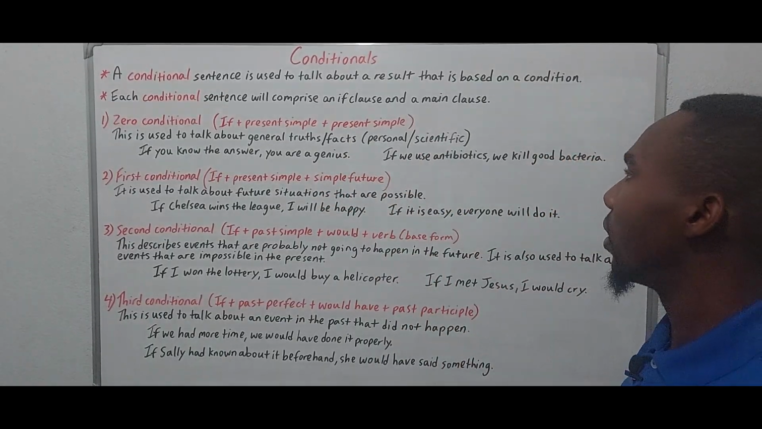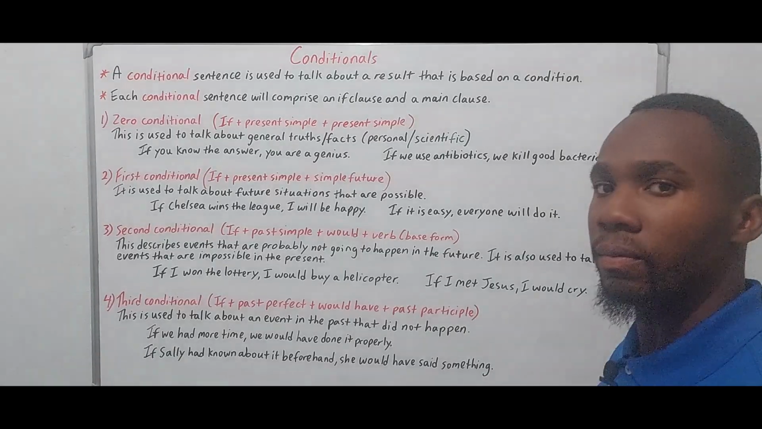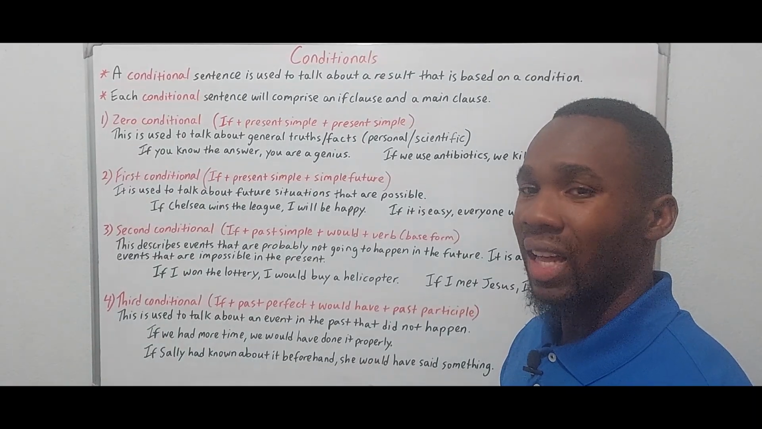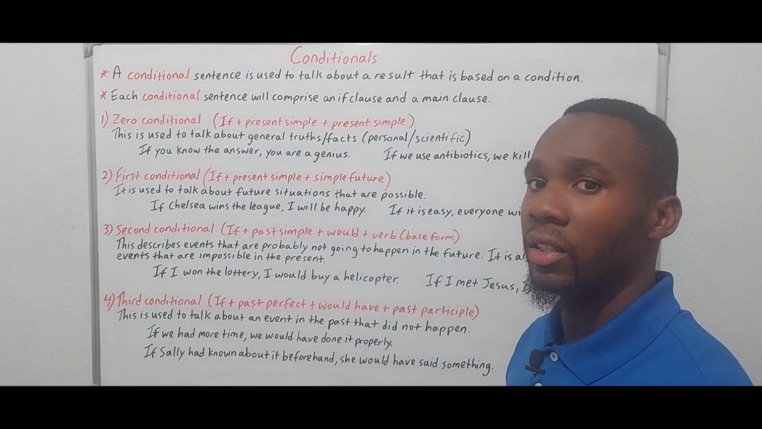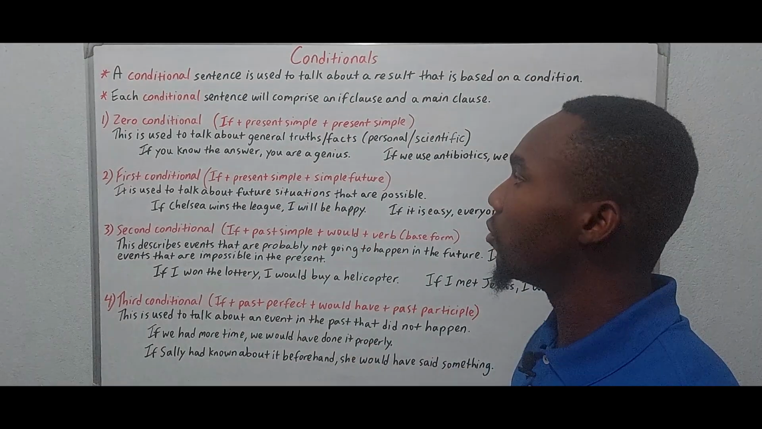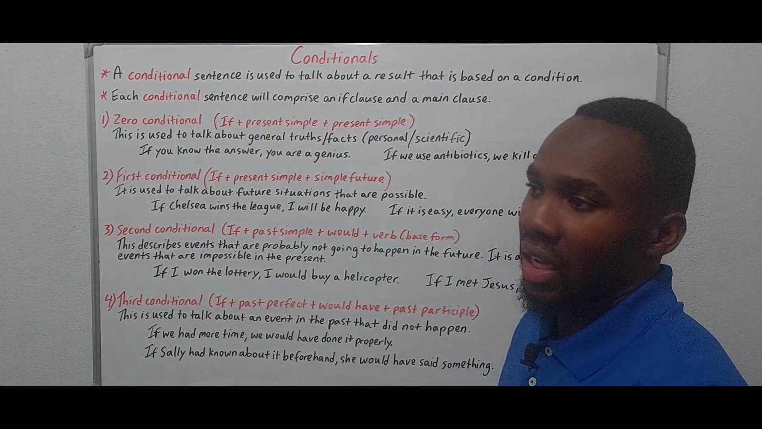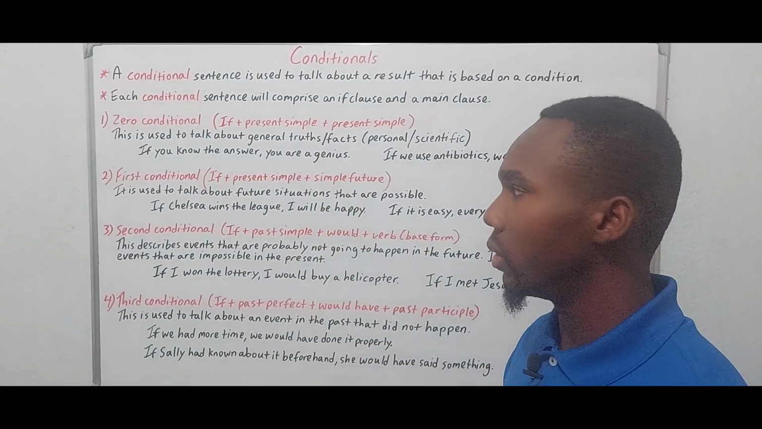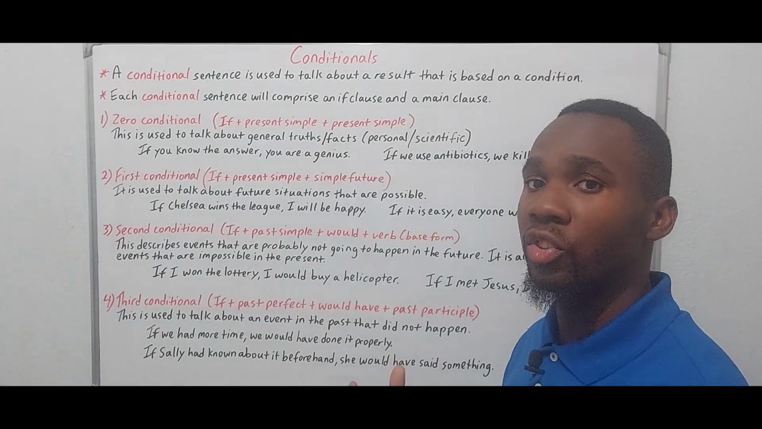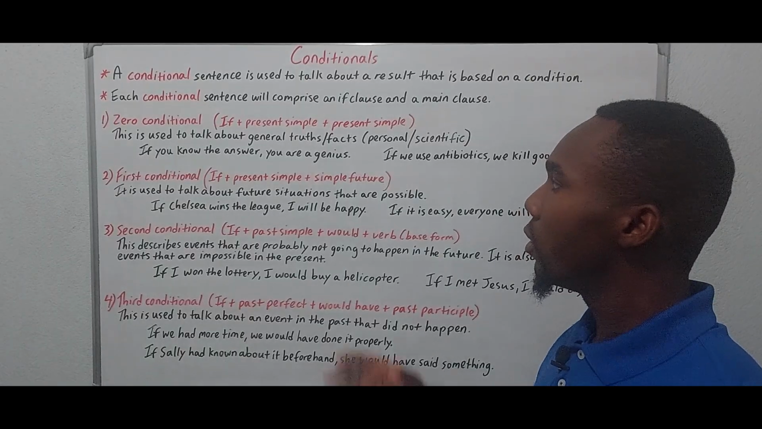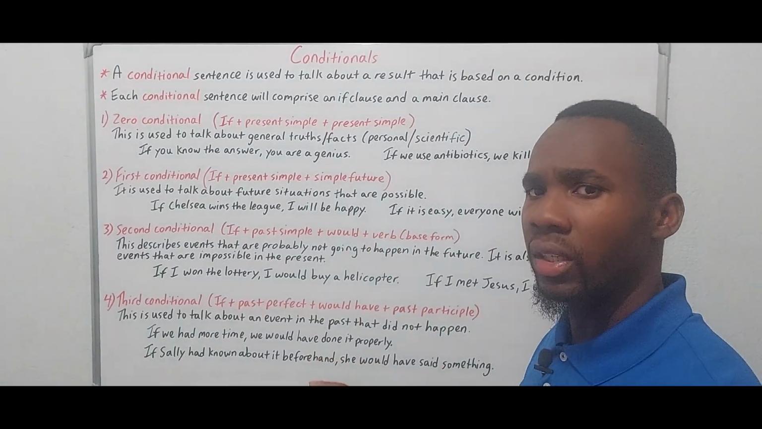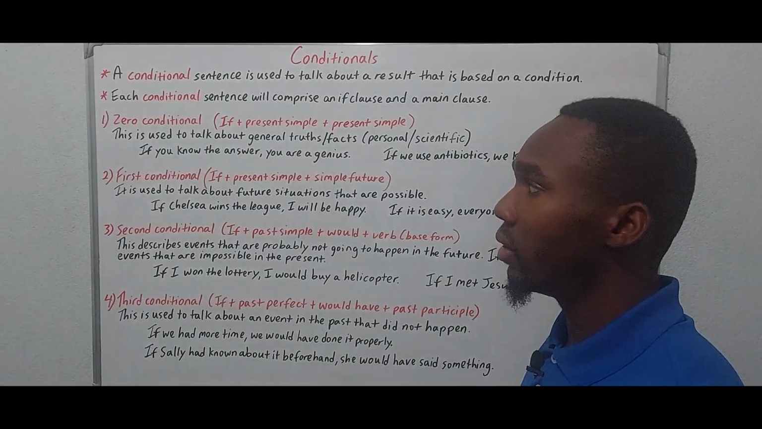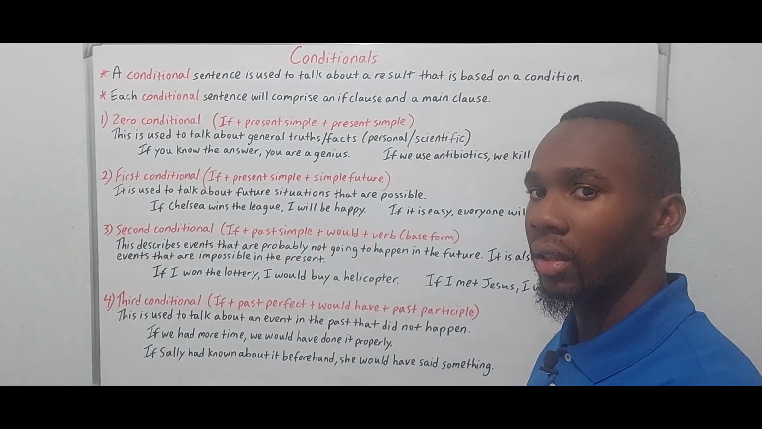Or if we use antibiotics, we kill good bacteria. So in this case, that's a fact. That's actually scientifically proven. And in this example, if you know the answer, you are a genius, that's a personal truth, and that will depend on the situation. So anything that is universally true or will always be true, we can use the zero conditional to express that.